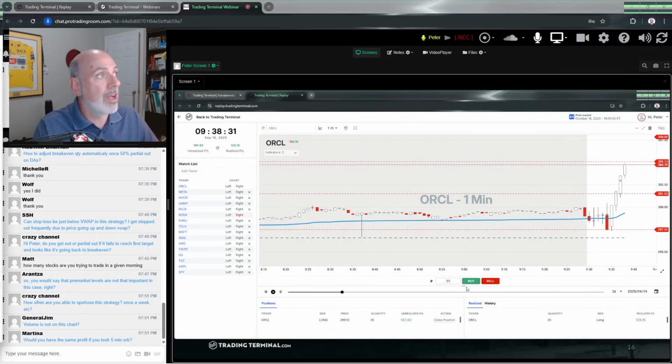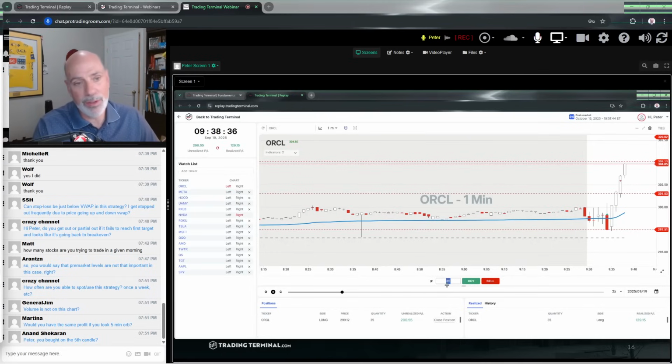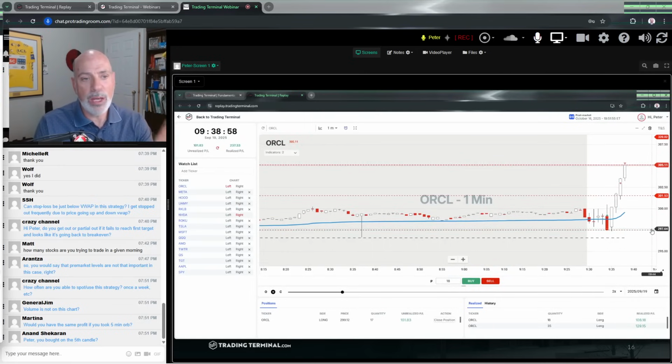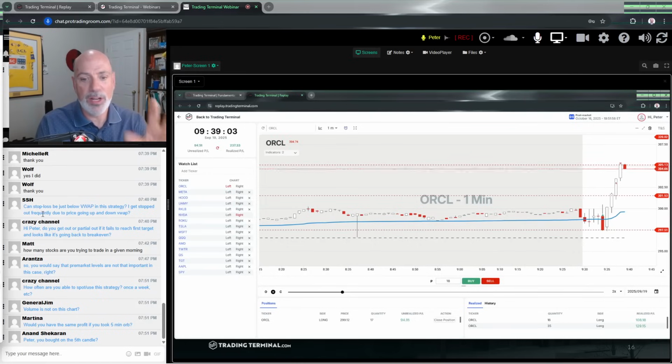Now my second partial, I've got 35 shares left, so I'm going to take, what, 18, right? Slightly more than half off at the next level. And it's the 305 that I talked about earlier. All right, let me sell right there, right? So I'm at 305. Why do I do that? Why do I set those levels and I take half off? Why is it a good place to start?